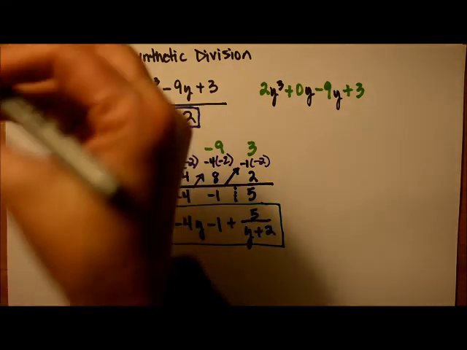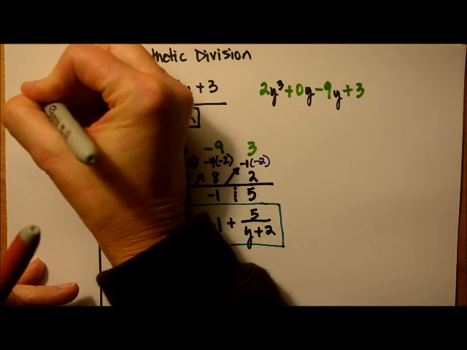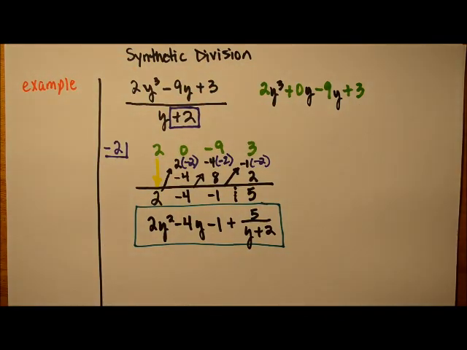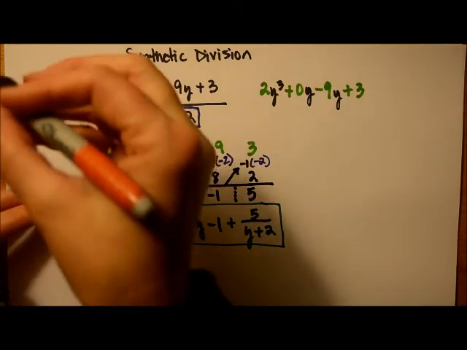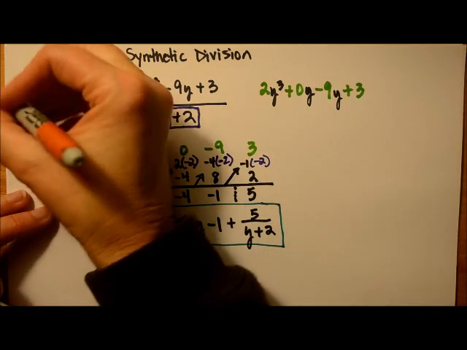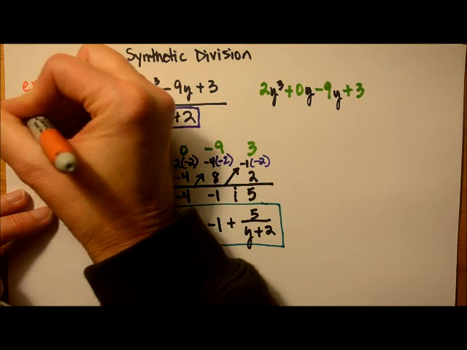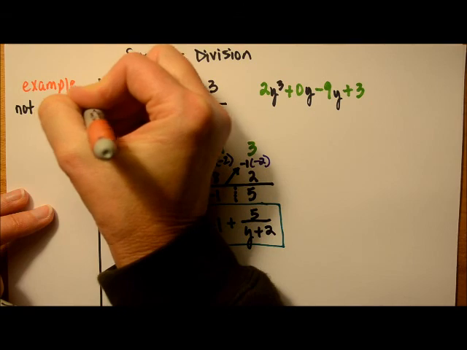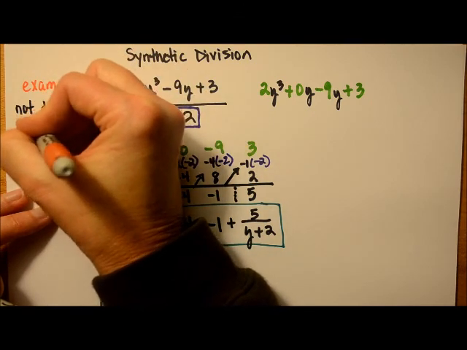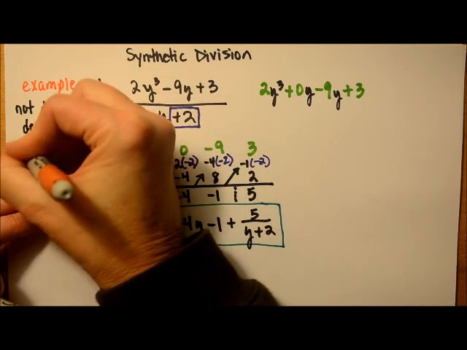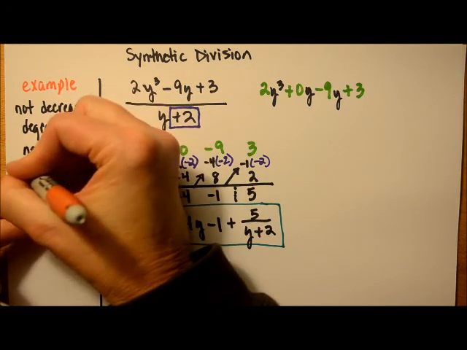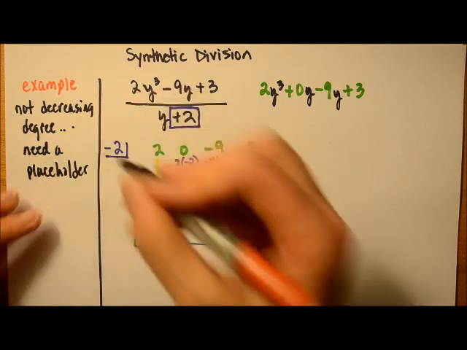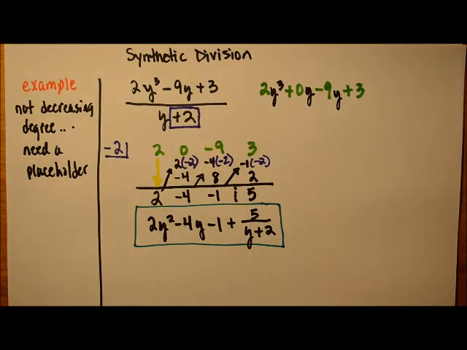So this is an example where you have to actually fill in. See, we need a placeholder. So let's say not decreasing degree, need a placeholder. All right, so that was that example.